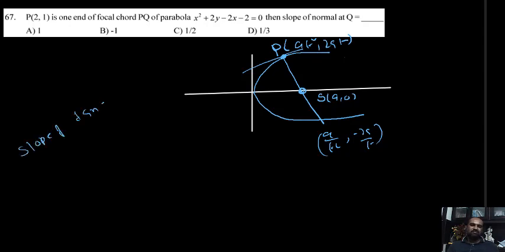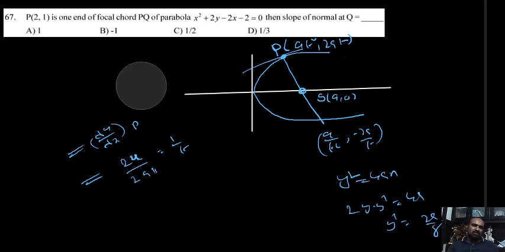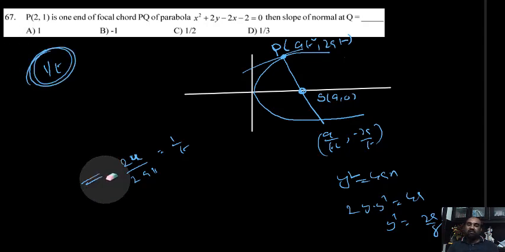Slope of tangent at P is equal to dy/dx at P, the first derivative. For example, y² = 4ax is the parabola. Then 2y y' = 4a, or y' = 2a/y. Here y means 2at, so the slope of the tangent at P is 1/t. Keep it, I will write here 1/t. This is the slope of the tangent at P.